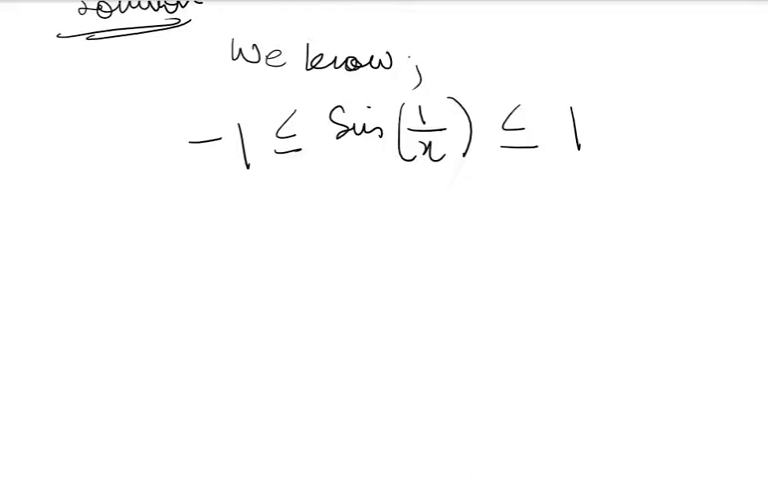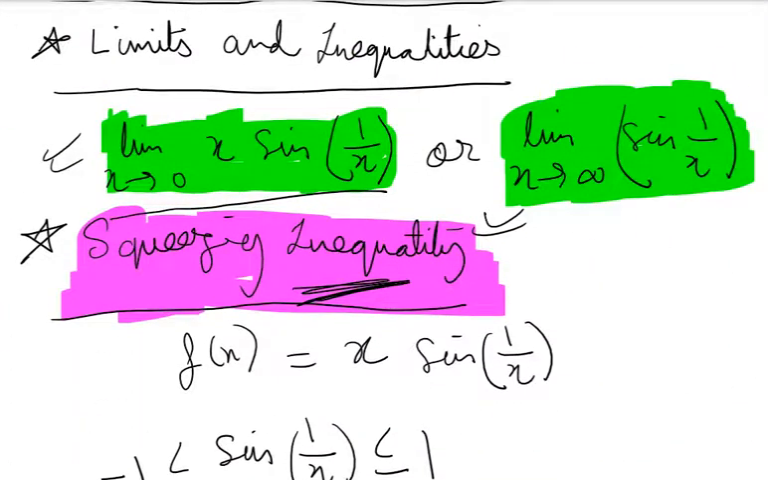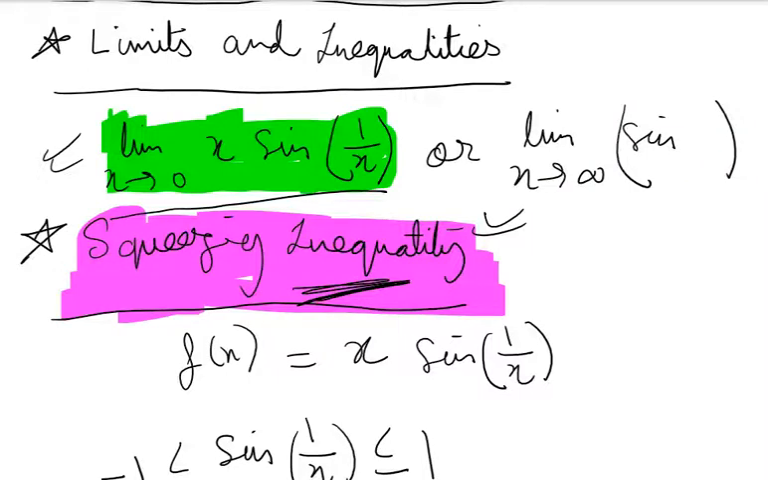If I multiply sine 1 by x, sorry, that wouldn't be the example. I had taken the example as sine of x by x. That would be the wrong example to take, so let me just correct this. That is not the example. This is the example: sine x divide by x. I made a mistake in this.